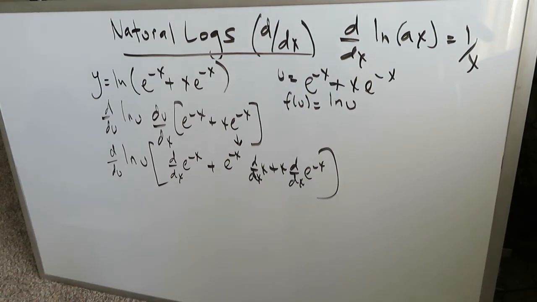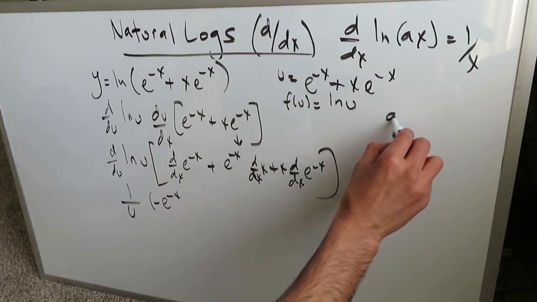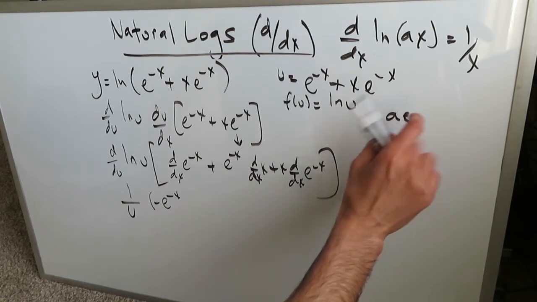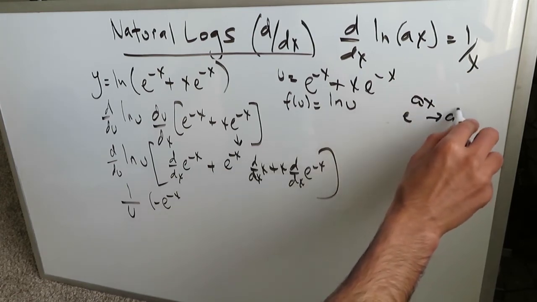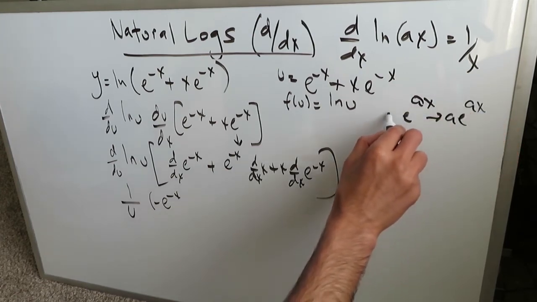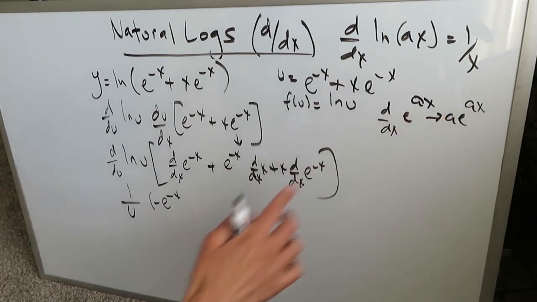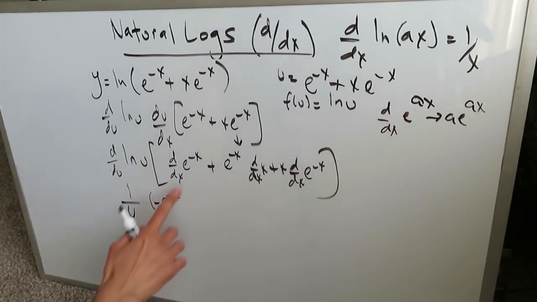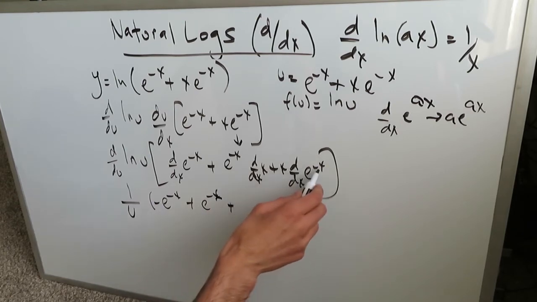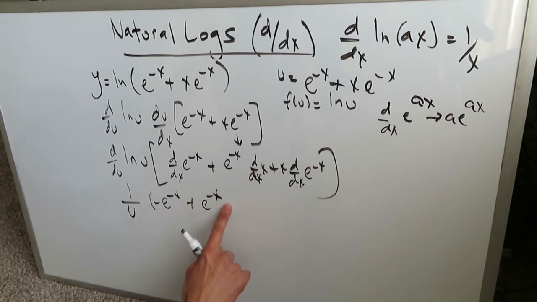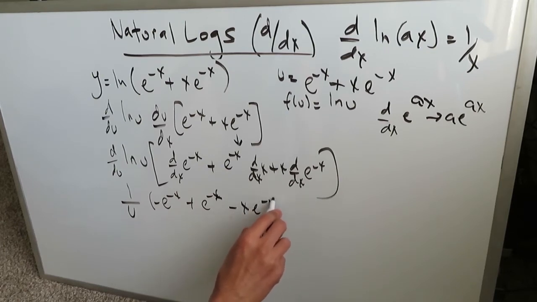Now, let's start doing our differentiation. Natural log u becomes 1 over u. e to the minus x becomes minus e to the minus x. Remember this rule here: anything which looks like e to the ax, when you do the derivative of this, becomes a e to the ax. Same thing if you even have a minus involved. The minus acts as a coefficient. Here you have a minus 1 coefficient. So the derivative of this is that. Plus e to the minus x times the derivative of x, which is just a 1, plus x times the derivative of that, which is minus x e to the minus x.